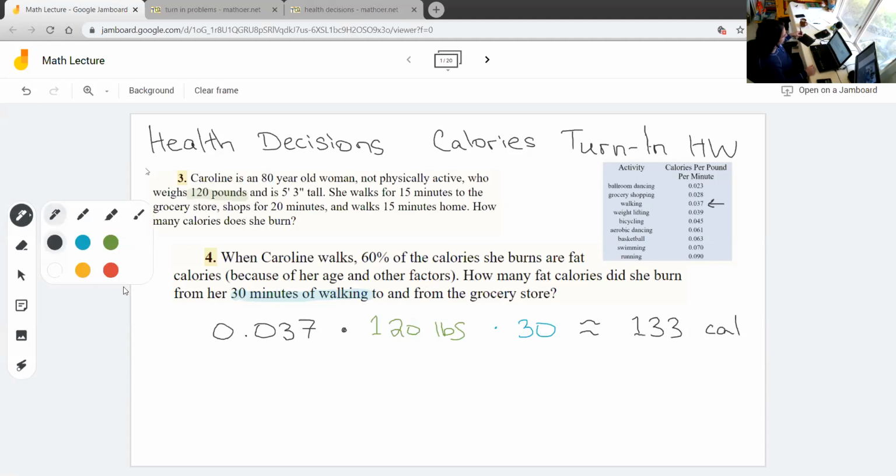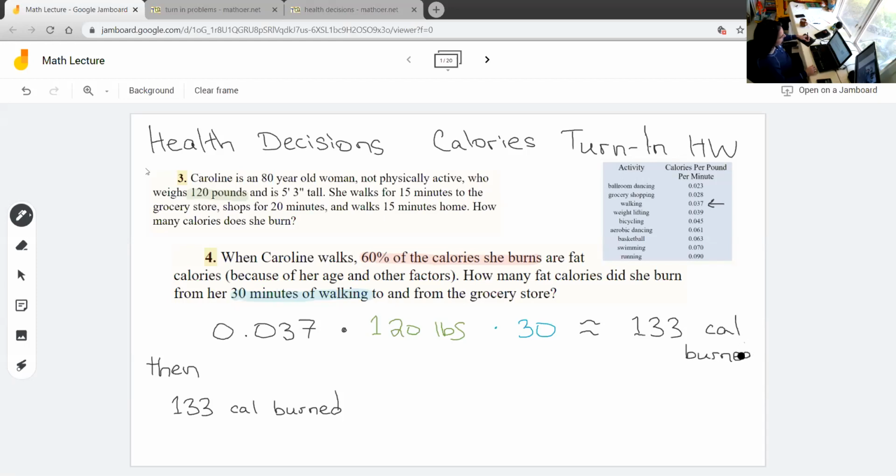Now we're going to the 60% part. So 60% of the calories she burns, so it's 60% of that. So we're going to take that 133, multiply it by the 0.6 that you mentioned earlier. We get about 80.